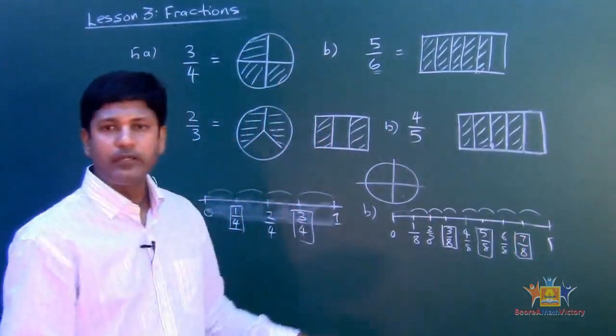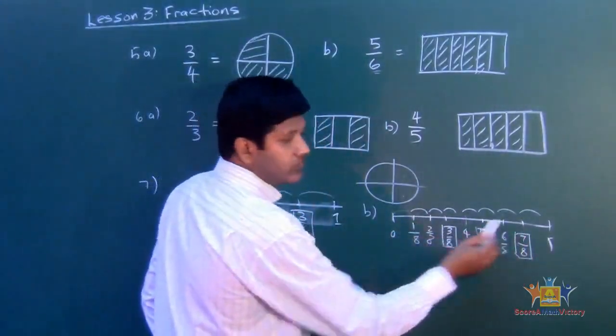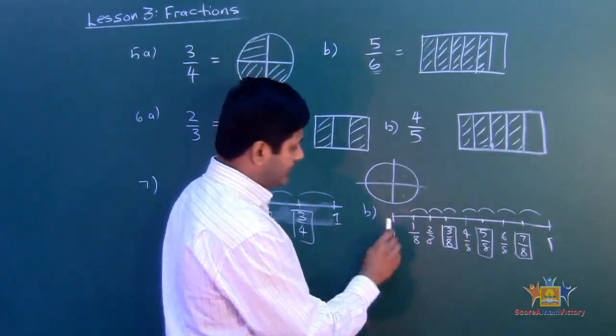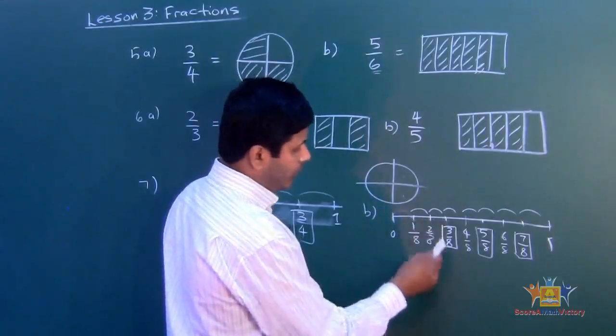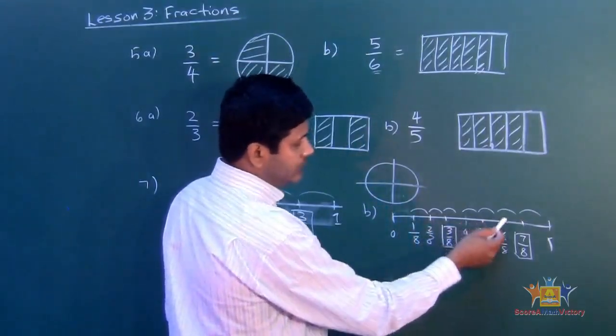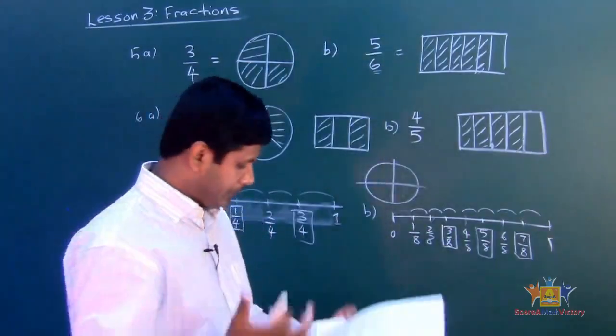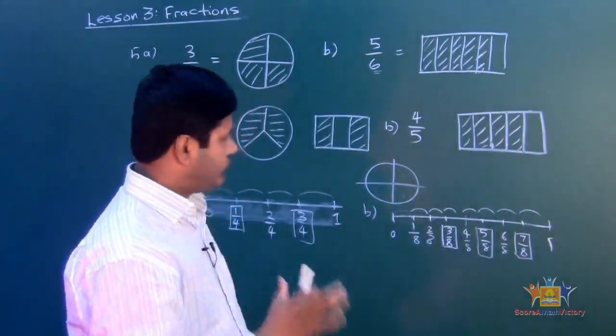So very important to understand these sections. Once you know how many total there are, that's the denominator. Next is just count. 1, 2, 3, 3/8, 4, 5, 5/8, 6, 7, 7/8. See that? Very easy, isn't it? Okay, good. So number line is very straightforward.